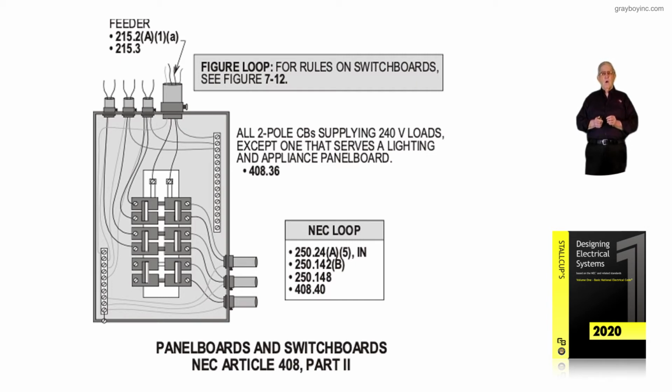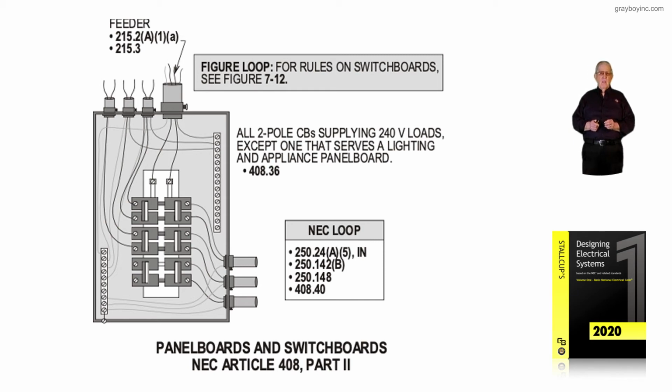408.36 does not require a main in this panel board at all. We could just have our breakers there. And notice they're all two-pole circuit breakers supplying 240 volt loads, except one of those breakers serves a lighting and appliance type panel board. So that's what we're having, and all the protection is in 408.36 of the code, because we're actually dealing with Article 408 in this particular chapter.